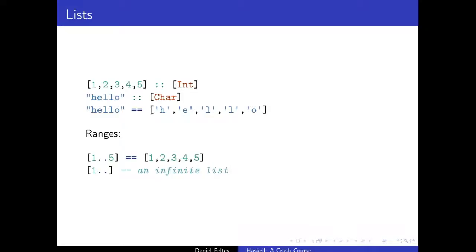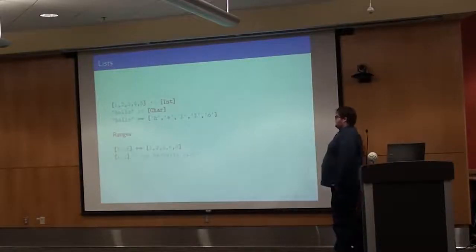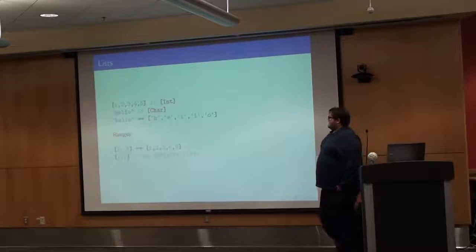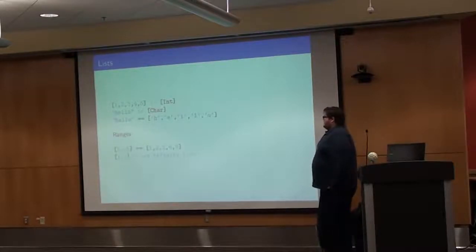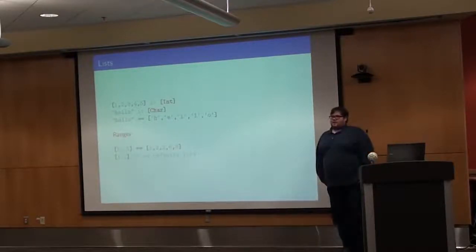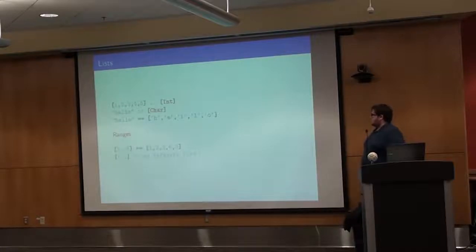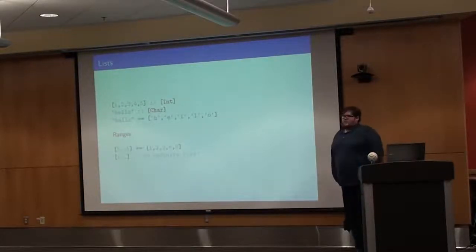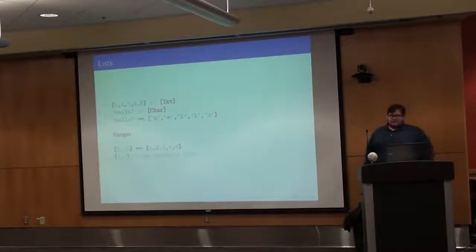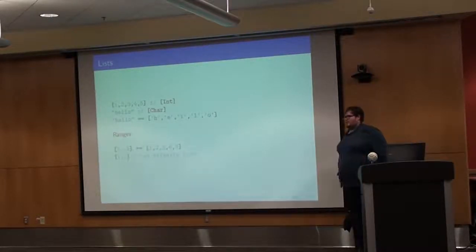So lists, we can have lists like 1, 2, 3, 4, 5. It's a list of ints. "Hello" is a list of chars, and the string "hello" is the same as the list of the individual letters. We can have ranges like I showed in the Project Euler example. So [1..5] is just the list 1, 2, 3, 4, 5. And because Haskell is lazy and doesn't evaluate things right away, we can make an infinite list, [1..], which is just 1, 2, 3, 4, 5, et cetera.